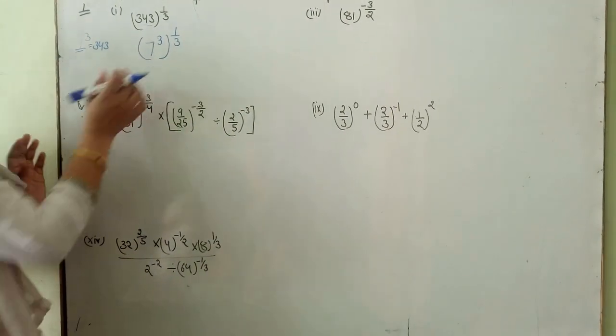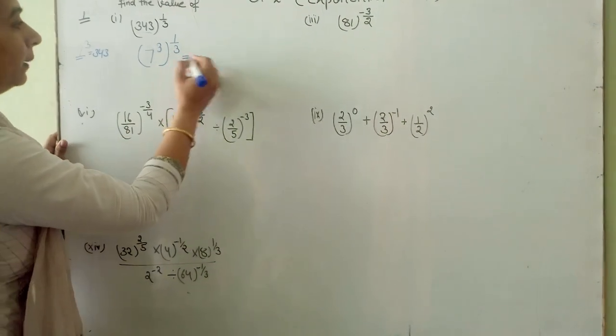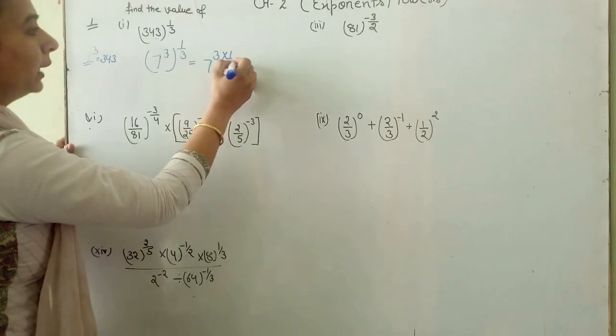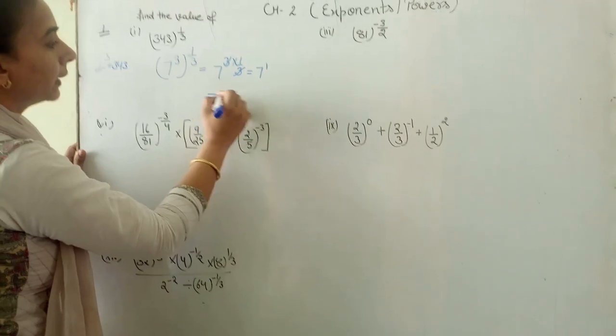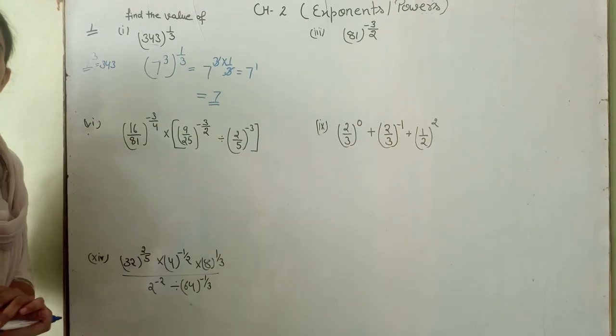Students, there is the third law, the power law. When power to power is given, then we multiply the powers: 7 raised to the power 3 multiplied by 1 by 3, then cancel out. This equals 7 raised to the power 1, and we can write this as 7. Then the value of this equals 7.